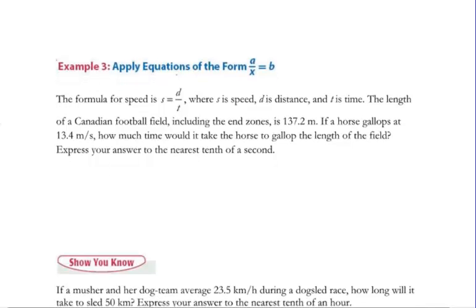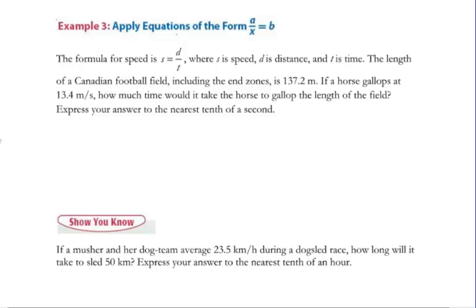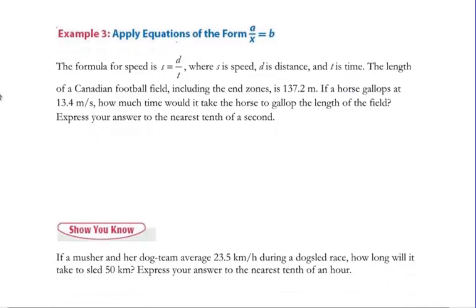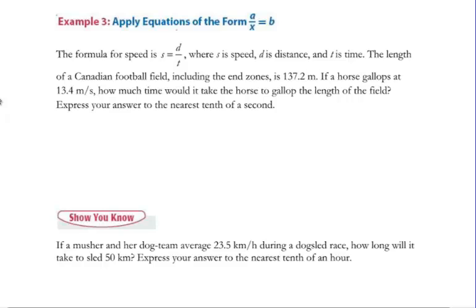All right, let's get into a word problem here, and I'm just going to make sure that this page is locked. And it is. Okay, great. All right, so the formula for speed is s equals d divided by t, where s is the speed, d is the distance, and t is the time. Remember, we always start with the formula. So s equals d divided by t.